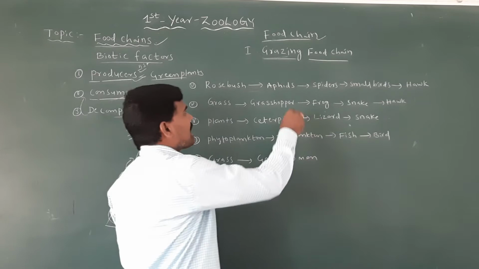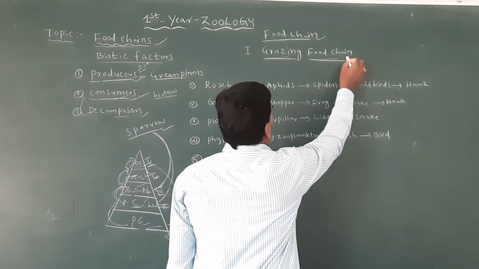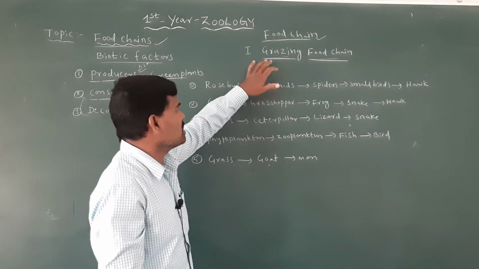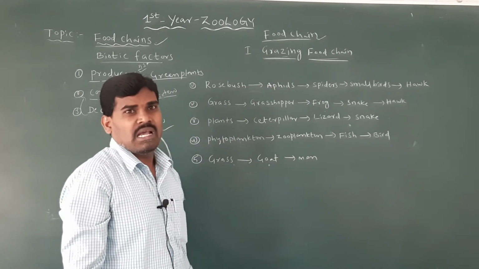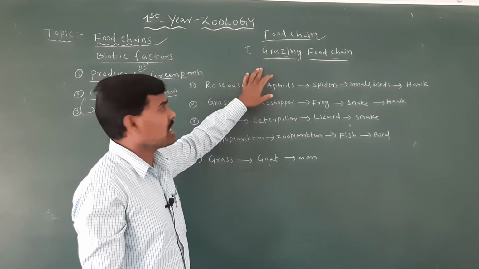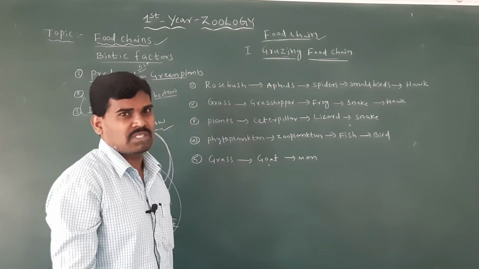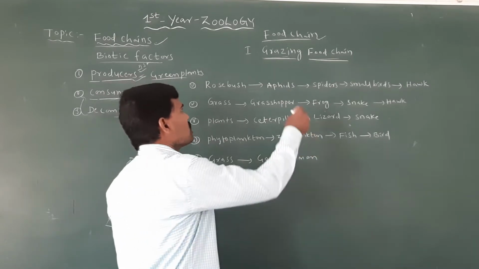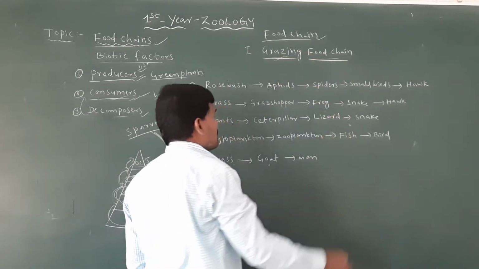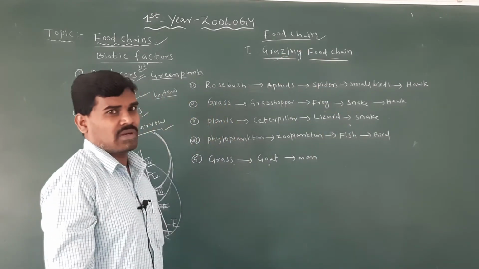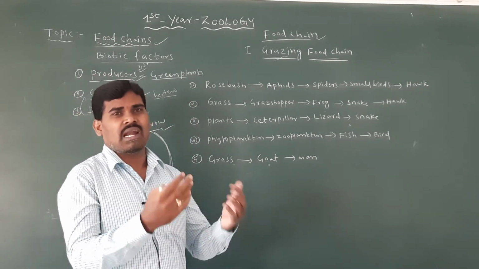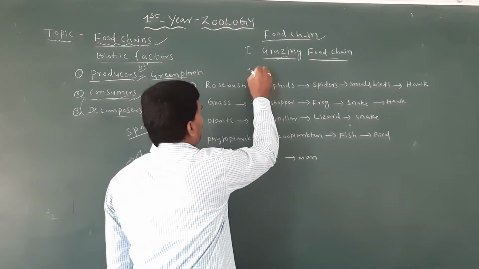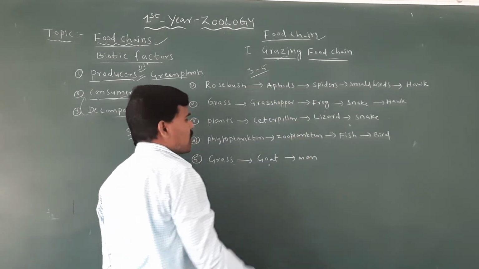First of all, the grazing food chains. Grazing food chains start with grazing animals, which means cattle or herbivores. All herbivores and grazing animals start the grazing food chains, from one animal to another trophic level. Grazing food chains have 3 to 5 trophic levels.